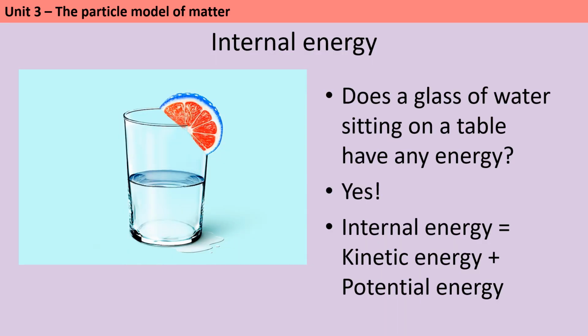Then we move on to internal energy. So the energy that's stored in a system by the particles is called internal energy. So everything has internal energy, even if it's not moving right now. And internal energy is made up of two things. So the total kinetic energy of the system, in other words, the particles that are moving around, and the total potential energy of the system.